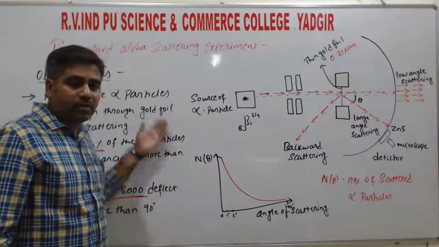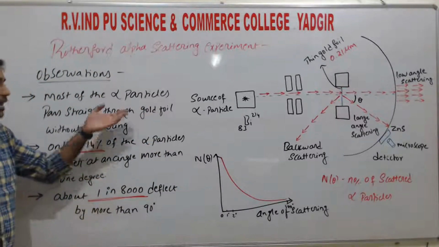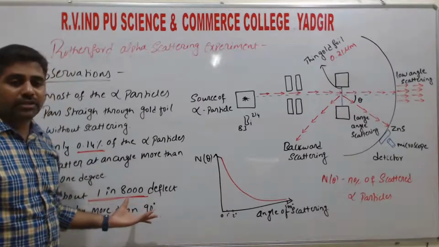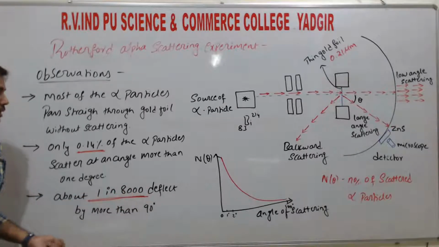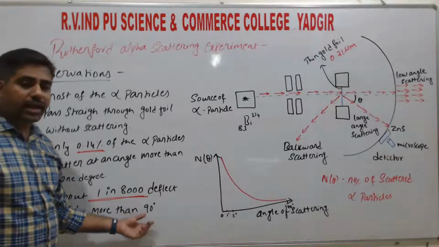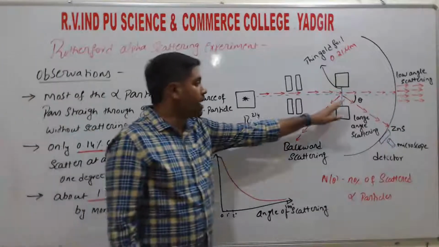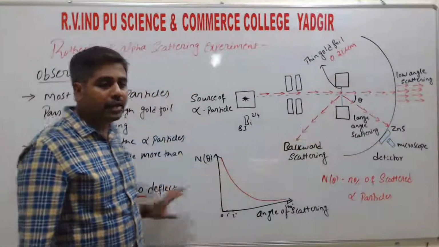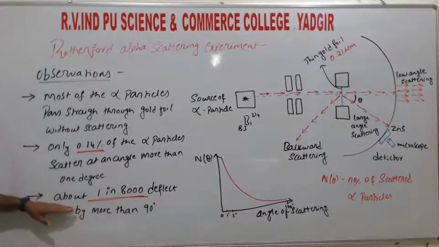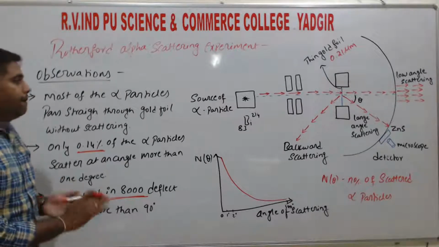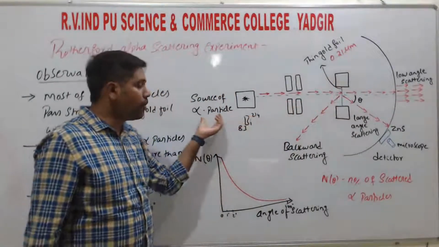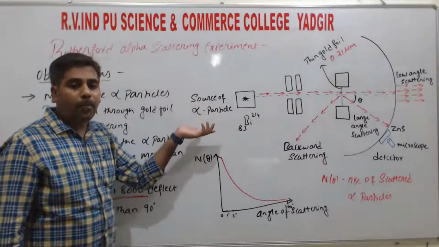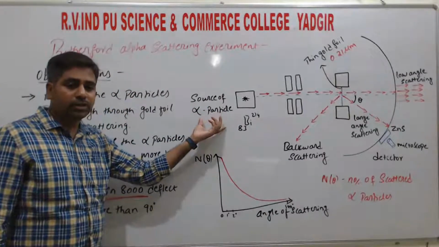So first he made these three observations, then he gave the explanation for them. Start with the observation that about 1 in 8,000 alpha particles is deflected by more than 90 degrees. What is the reason for the backward scattering? He gives the explanation for this. As already said, an alpha particle is nothing but a positively charged particle, so this one is positively charged.